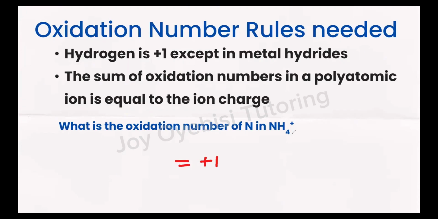Now, hydrogen is +1 times the total number of hydrogen that we have here, which is 4. So 1 times 4 is going to give me +4. So we have nitrogen + 4 to give us +1. So what should we add to 4 to give us +1? And that will simply be -3. So -3 plus 4 will give us +1. And that's how you figure it out. So the oxidation number of nitrogen will simply be -3.